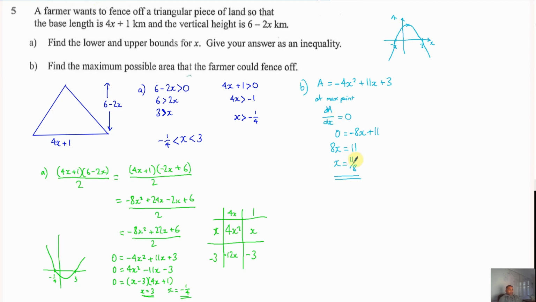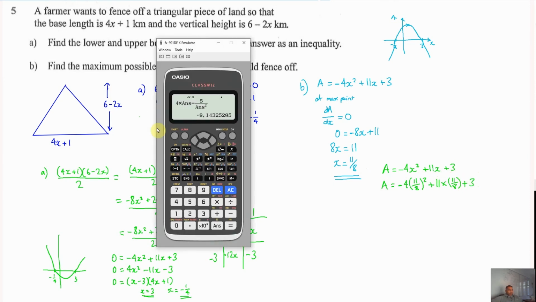So now we know what x is. If I substitute that into here, I can work out my area. So my final part here, if A is minus 4x squared plus 11x plus 3, then my area at its maximum point is when x is 11 over 8, so minus 4 times 11 over 8 squared plus 11 times 11 over 8 plus 3. And we just substitute that into our calculator.